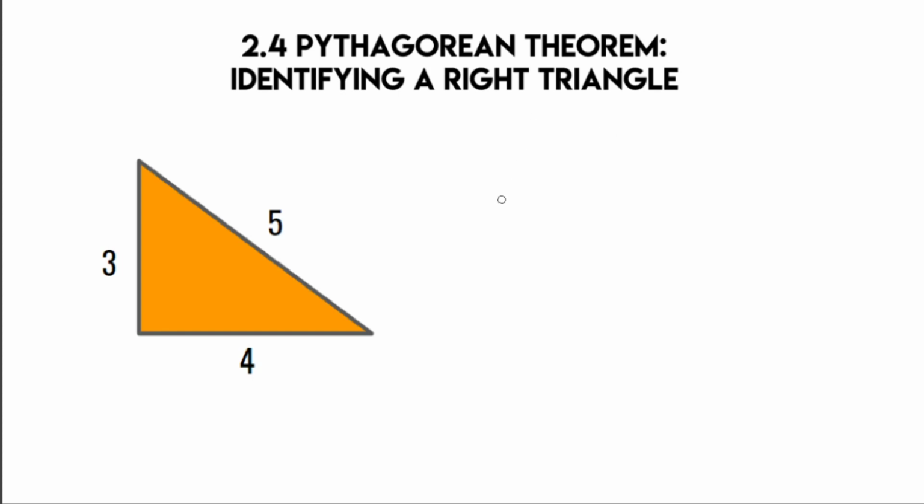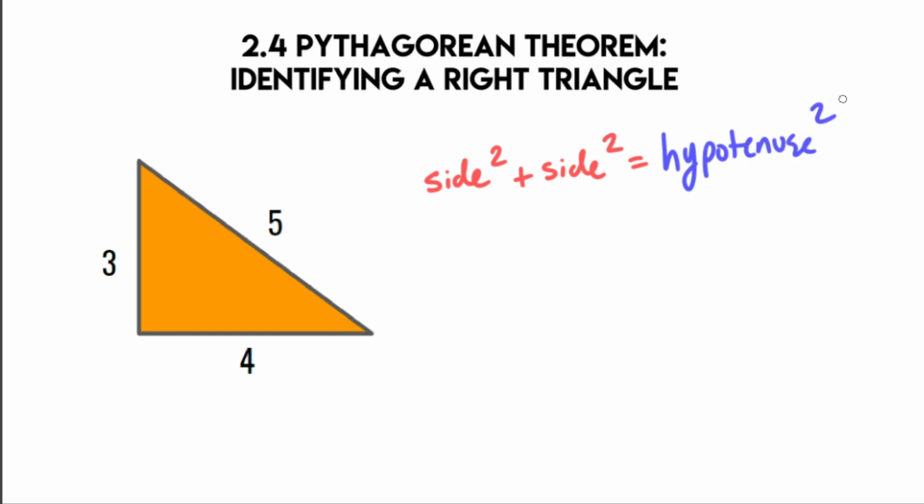The Pythagorean theorem states that a squared plus b squared is equal to c squared. But the first time we look at this, I'm going to write it out like this: side squared plus side squared is equal to the hypotenuse squared. The hypotenuse is always going to be the longest side of the triangle, okay?